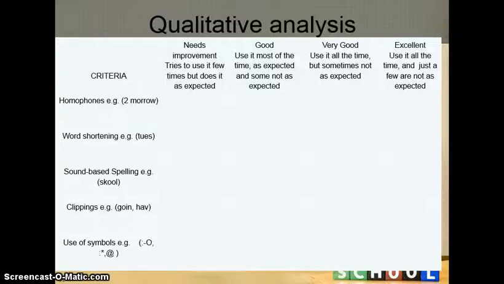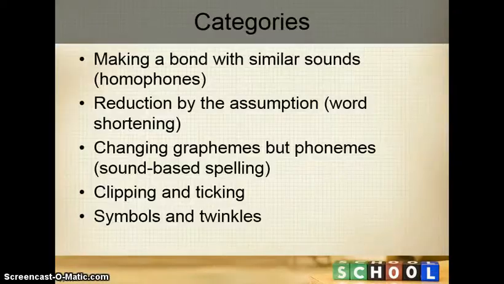So if it is bad, we say that it needs improvement. If it is good, we say it is good, but used most of the time as expected and some not as expected, and very good and excellent. These categories were taken from theory. So making a bond with similar sounds are homophones, reduction by the assumption, word shortening, changing graphemes but not phonemes, sound-based spelling, and clipping and ticking, symbols and twinkles.